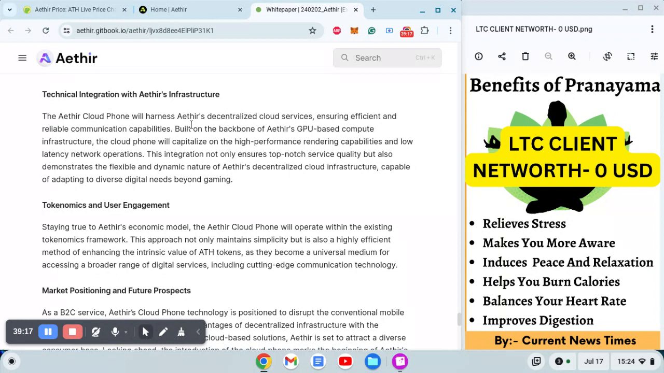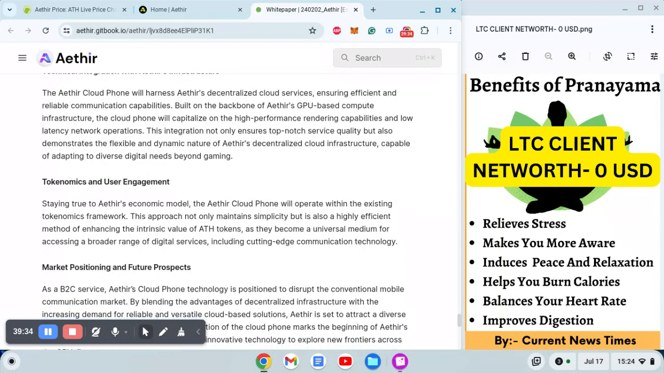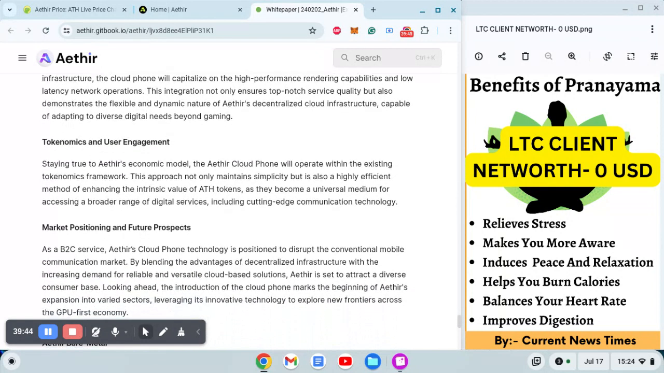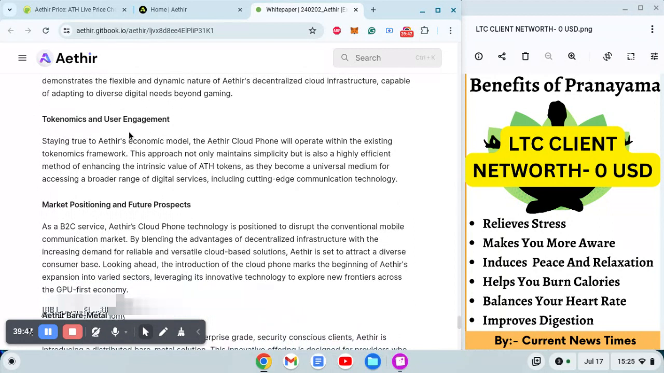It is very again similar to using your extra GPU power in the phone itself. And it is a very similar concept to the game of chess, where the more you utilize your unused pieces, the more you can create value in the game. Similarly, the more products they can launch here, the more chances that they will be able to create value for the network. Tokenomics and user engagement.